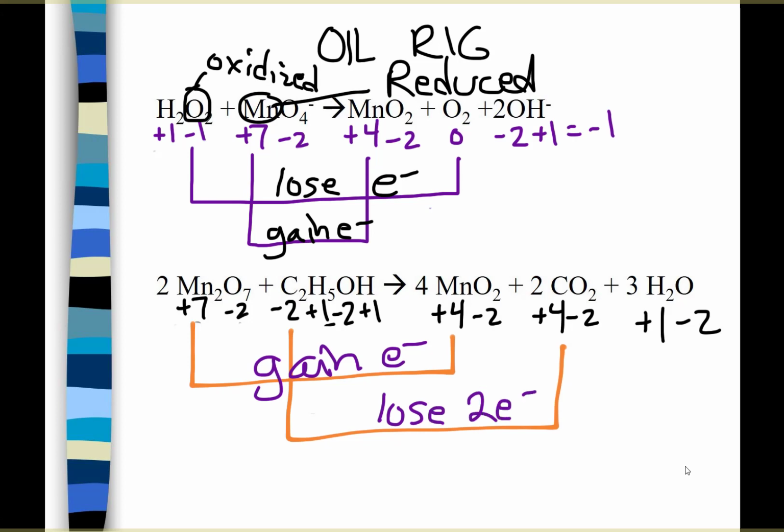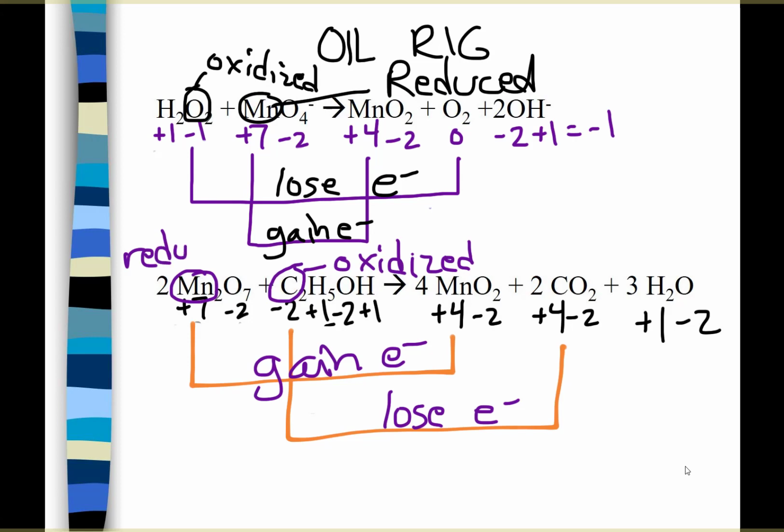And that makes sense because my other one right here is losing electrons. Because I'm going from a -2 to a +4, that means electrons are lost. So remember oil rig, so my carbon right here is oxidized. And my Mn right here, this is reduced. And remember, reduction means that the number goes down.